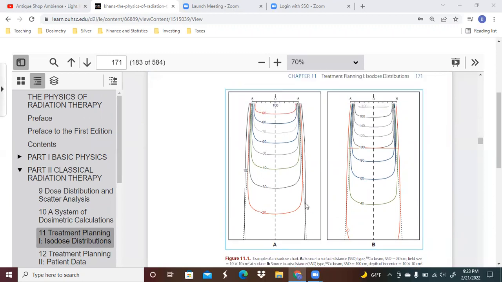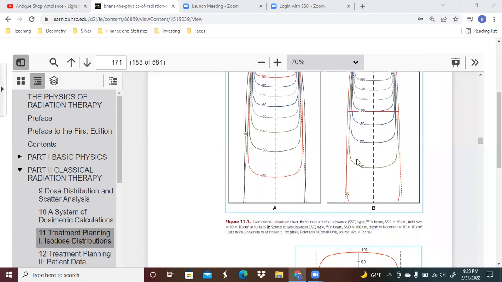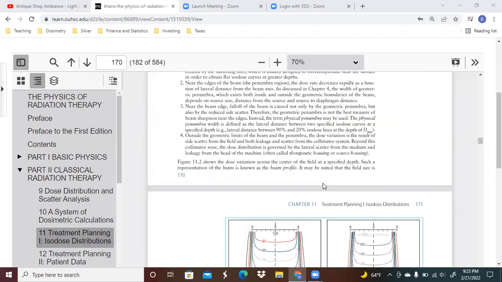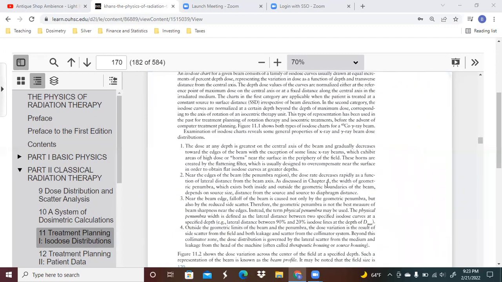So here on A, we're looking at source to surface distance type for cobalt beam. SSD is about 80. This is going to be the source to axis distance, or SAD, basically your isocenter type setup, where you're looking at the depth of isocenter, and you're looking at what it looks to be a 10 by 10 field. So that's what they're going to look like.